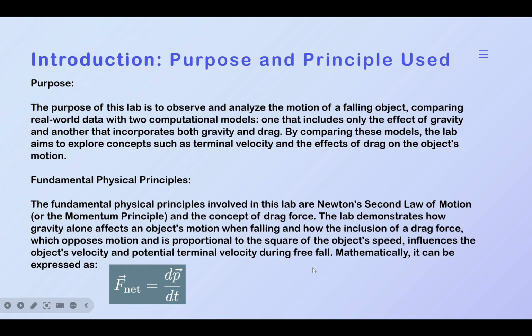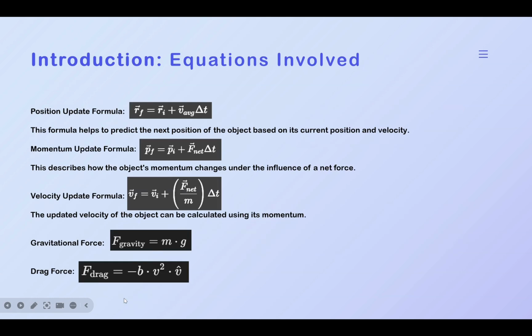Mathematically, it can be expressed like this. And here are some equations involved in the lab. In addition to the first three formulas which we used in lab 1, this lab also involves formulas for calculating the gravitational force and drag force.